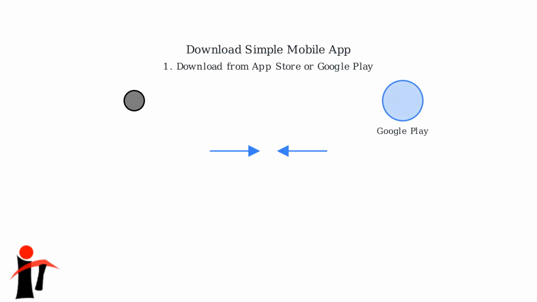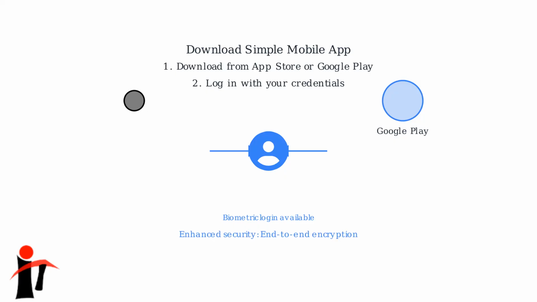The primary way to check your call history on Simple Mobile is through their mobile app, available on both iOS and Android. First, download the Simple Mobile app from the App Store or Google Play. Once installed, log in using your Simple Mobile account credentials. The app has enhanced security features, including end-to-end encryption for call history data and optional biometric authentication for quicker access.